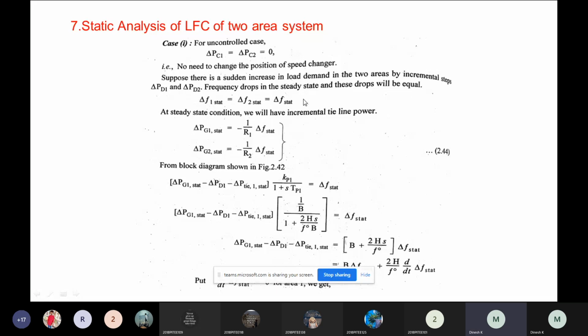In the steady state condition, we will have incremental tie-line power. We have the change in generating power in the static case 1 and the change in generating power in the static case 2. It is nothing but minus 1 by R1 del F stat, and PG2 is minus 1 by R2 del F stat. I'm naming this equation 2.44, from the block diagram shown in the figure.